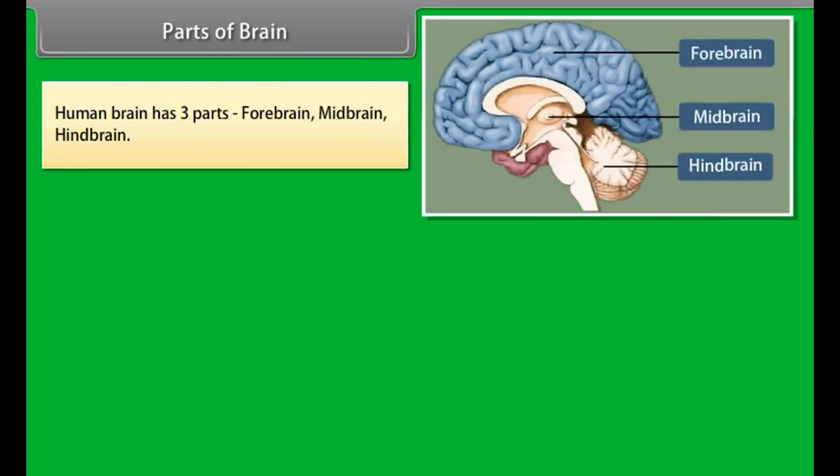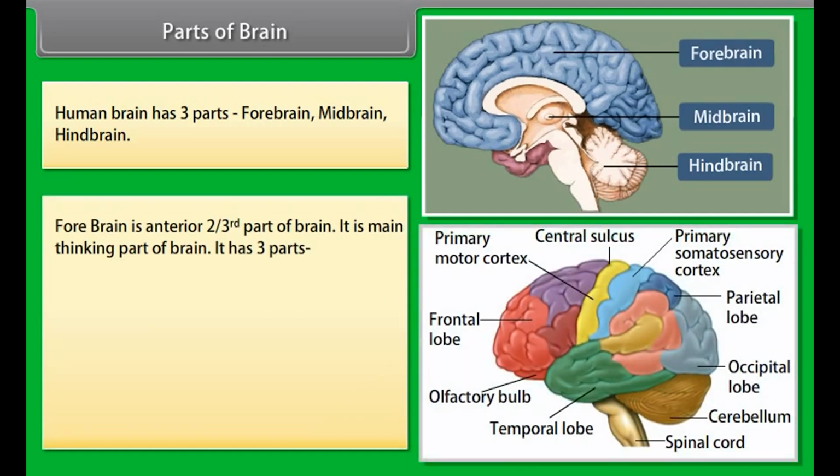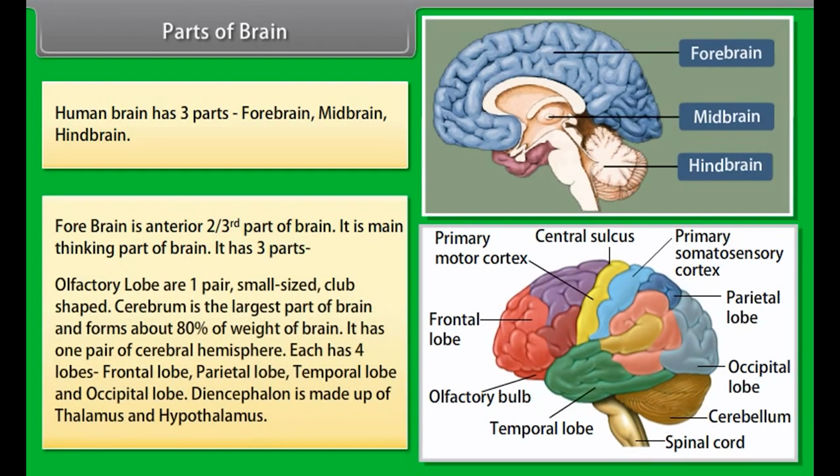Parts of the brain. The human brain has three parts: forebrain, midbrain, hindbrain. The forebrain is the anterior two-thirds part of the brain. It is the main thinking part of the brain. It has three parts. Olfactory lobes are one pair, small-sized, club-shaped. The cerebrum is the largest part of the brain and forms about 80% of the weight of the brain. It has one pair of cerebral hemispheres. Each has four lobes: frontal lobe, parietal lobe, temporal lobe, and occipital lobe.